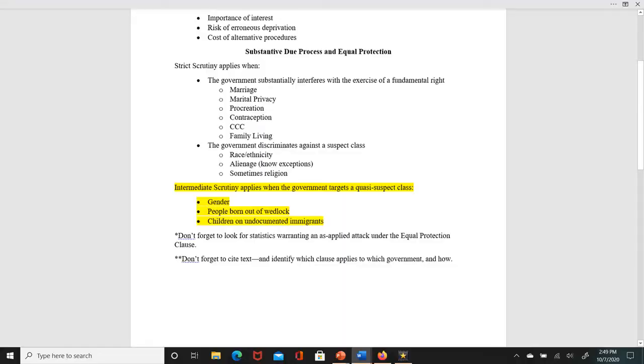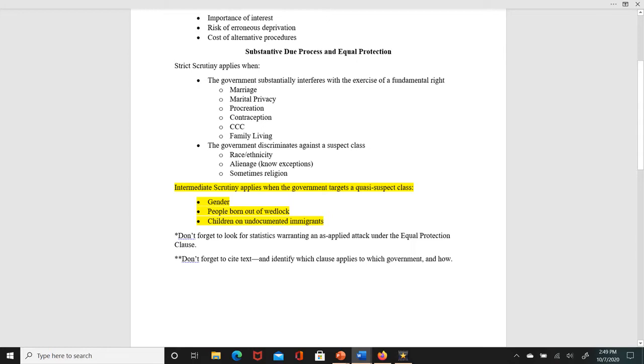Intermediate scrutiny, on the other hand, applies only really in equal protection cases. And you have to apply intermediate scrutiny when you see discrimination against gender, people born out of wedlock. The word courts used to use would be illegitimacy. I'm not sure I'd use that word on a bar exam. I think I'd say children of unwed parents or people born out of wedlock.